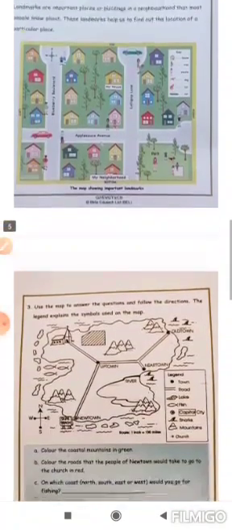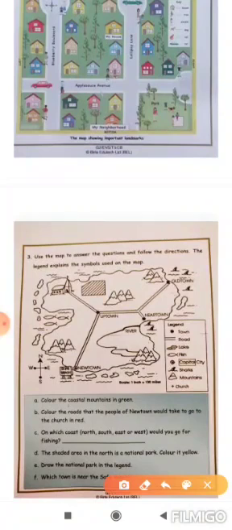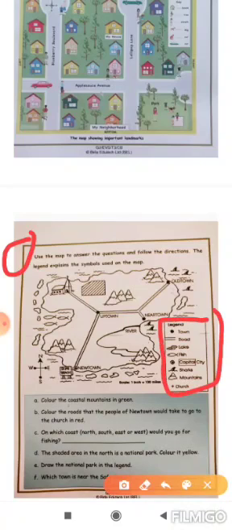After completing this, I assign you a task. You have to complete this by yourself. Is it clear, student? Look towards question number 3. Use the map to answer the question and follow the direction. The legend explains the symbols used on the top. Is it clear, student? You have to follow this legend. For example, black dot represents town, 2 lines represent road, and a dot with a circle represents the capital city. You have to follow this legend and then answer these questions.